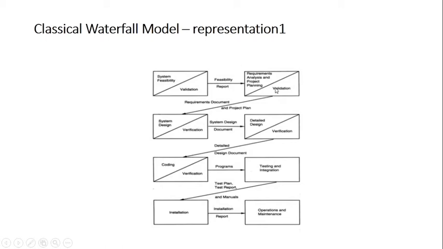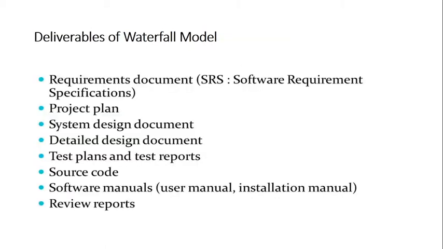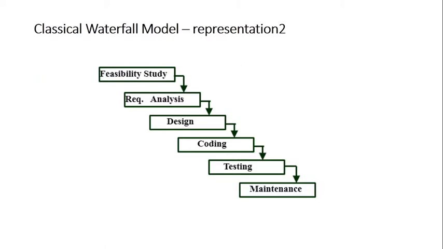As of now, just understand validation is testing, to build the right product, while verification is an intermediate step carried out after each phase to verify, that is review, whether the destined work is being completed correctly or not. So this is what representation 1 is. Second representation is what signifies its name, the waterfall model.